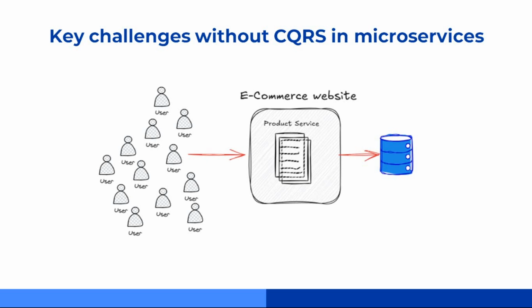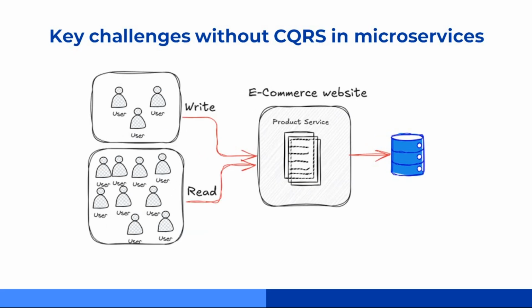Now let's move forward. As our e-commerce platform grows, the number of users increases significantly. All of these users are still interacting with the same product service, and that service is handling both reading product details and writing changes to the database, like when someone makes a purchase. Technically, the system still works. The product service continues to process requests and the database keeps storing and serving data. But here's where a subtle problem begins to appear.